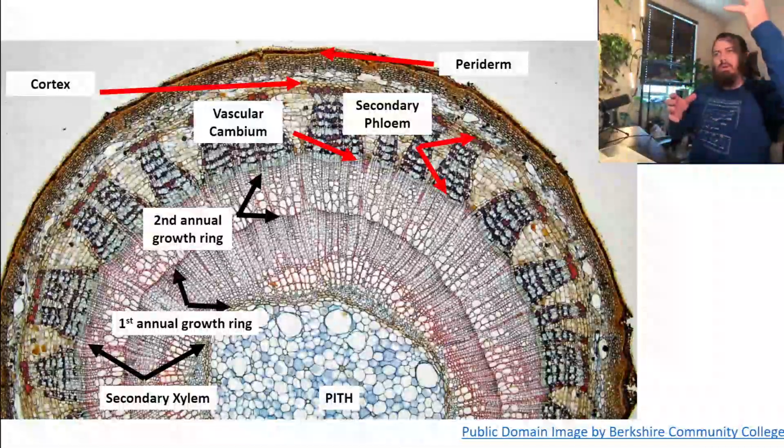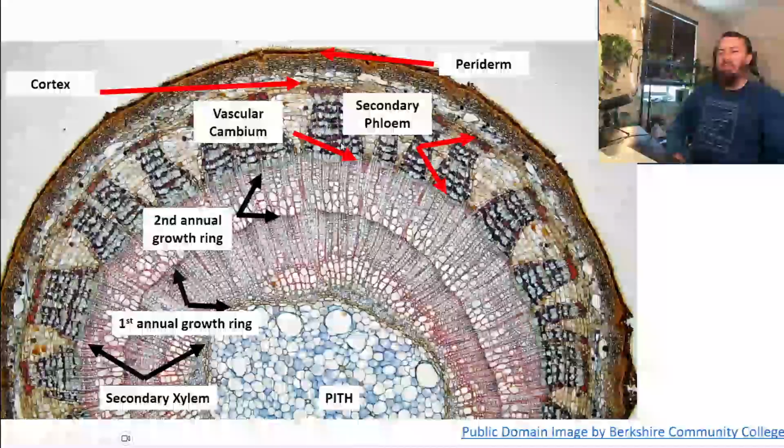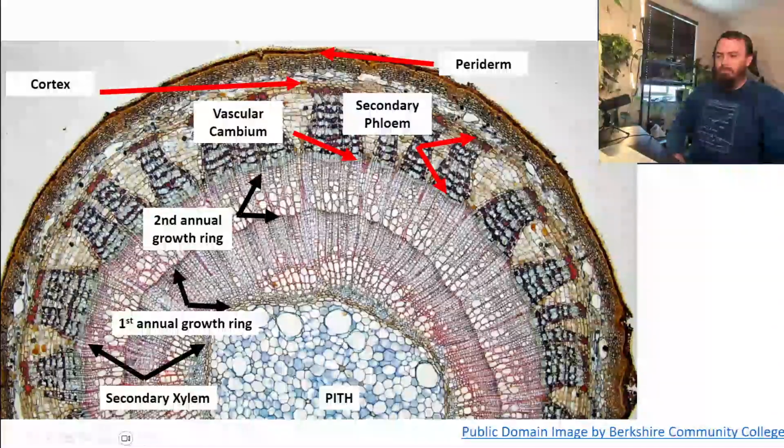Xylem, remember, conducts water up, and phloem conducts sugars wherever they need to go. The reason this divide is important is that xylem is dead at maturity. Phloem is alive. And so the outside of the vascular cambium is the living tissue. The inside of the vascular cambium is mostly the dead tissue.